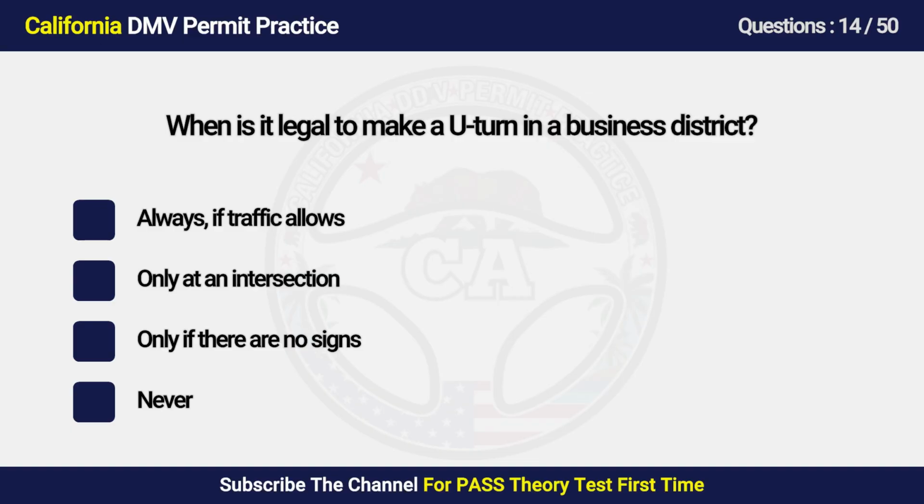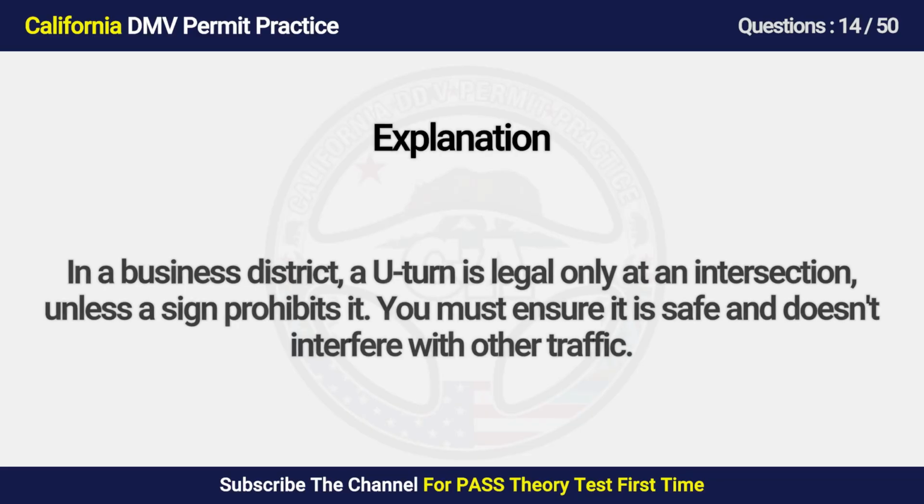Question 14. When is it legal to make a U-turn in a business district? A. Always if traffic allows. B. Only at an intersection. C. Only if there are no signs. D. Never. Answer is B. Only at an intersection. In a business district, a U-turn is legal only at an intersection, unless a sign prohibits it. You must ensure it is safe and doesn't interfere with other traffic.